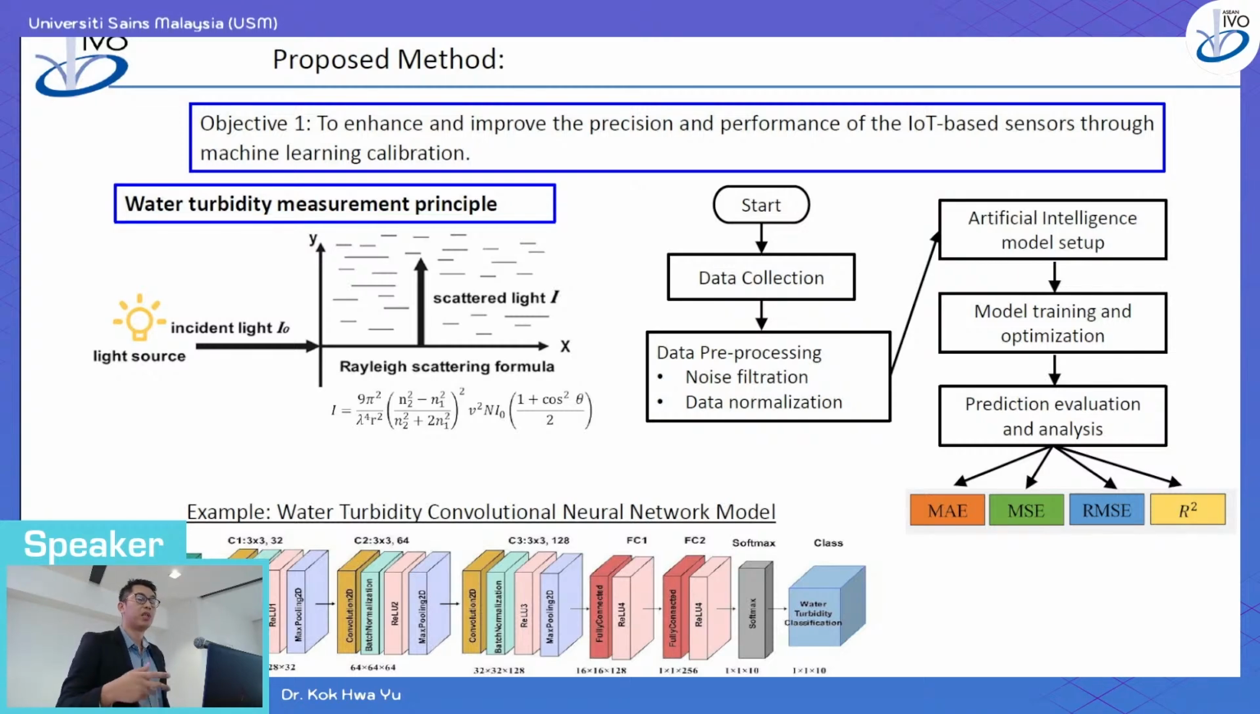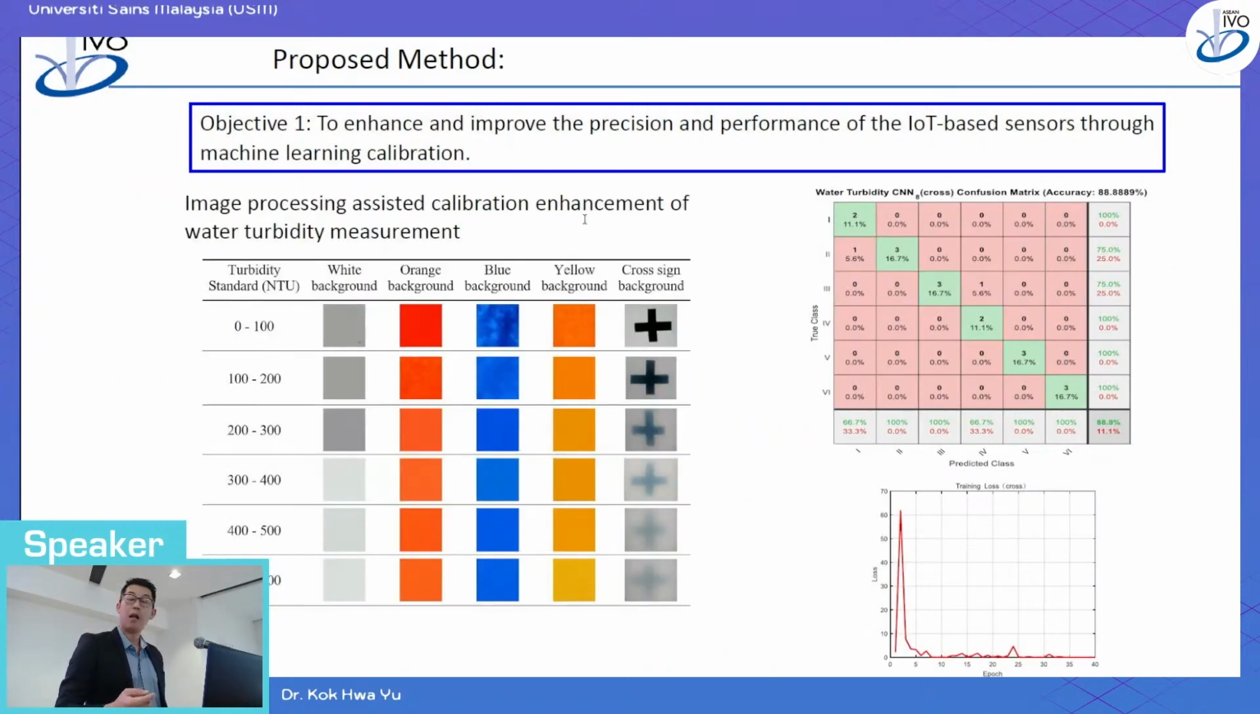So initially we use the INN model. And we can also try to incorporate image processing. This is one of the trials that we did with different backgrounds. So we have a white background, orange background, blue one, yellow, and also a cross-sign background. For different NTU standards, we can see the differences in the pictures. So we can train an AI model, and we use a CNN model. The accuracy is like 88.9%, so it's quite encouraging. That one is the training losses.